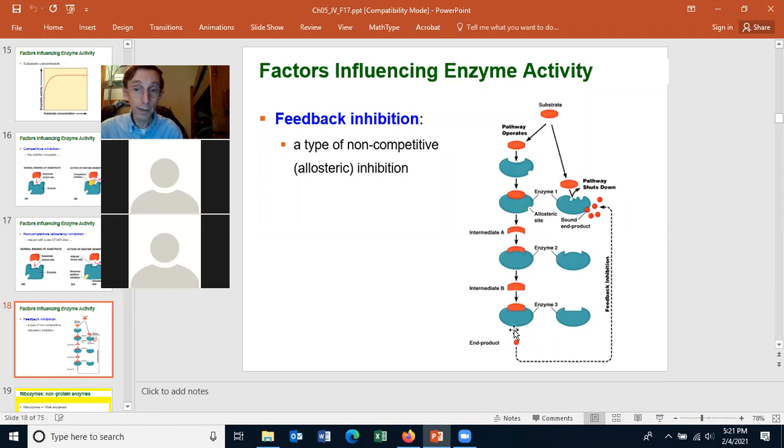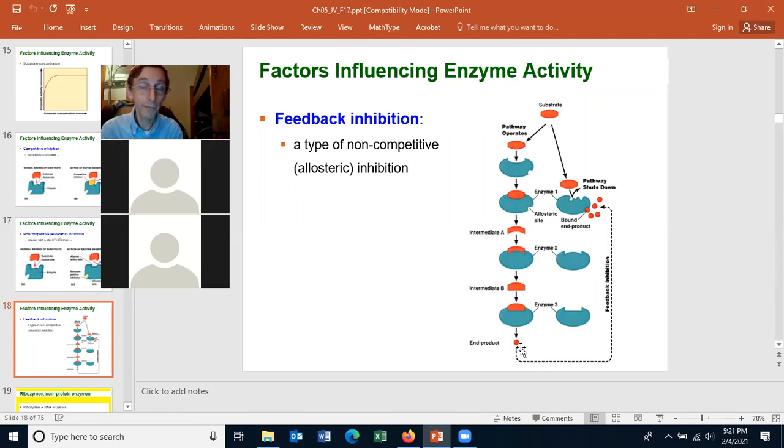When enough of the end product is made, it will then bind usually to the first enzyme, changing the folding pattern of that enzyme, so the enzyme's active site can no longer bind to the substrate. And that will shut down the enzymatic pathway, because if you don't make any intermediate A, you're not going to make intermediate B, and you will not make the end product.